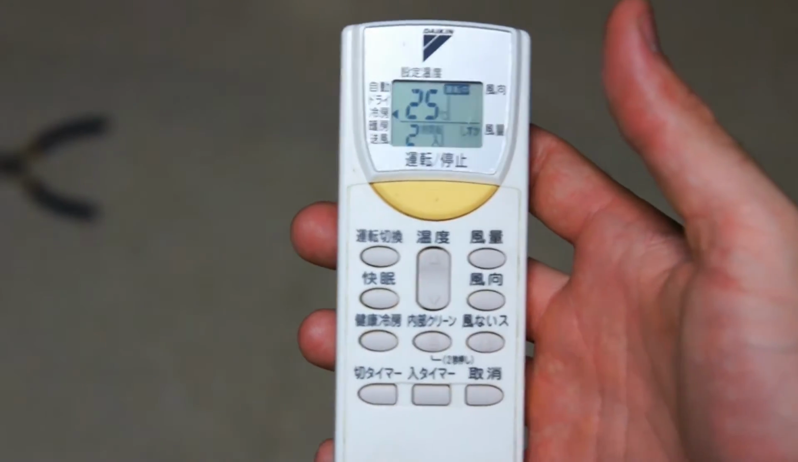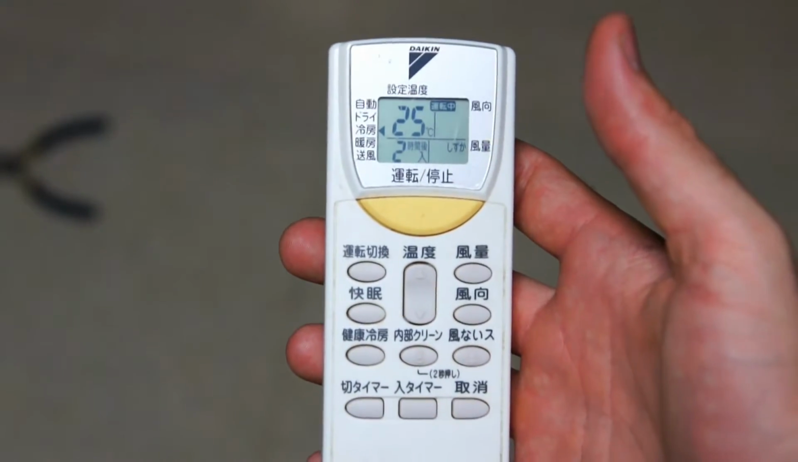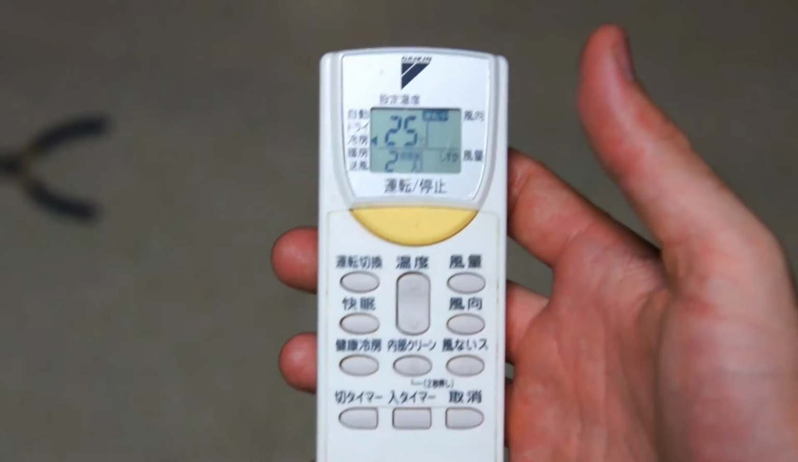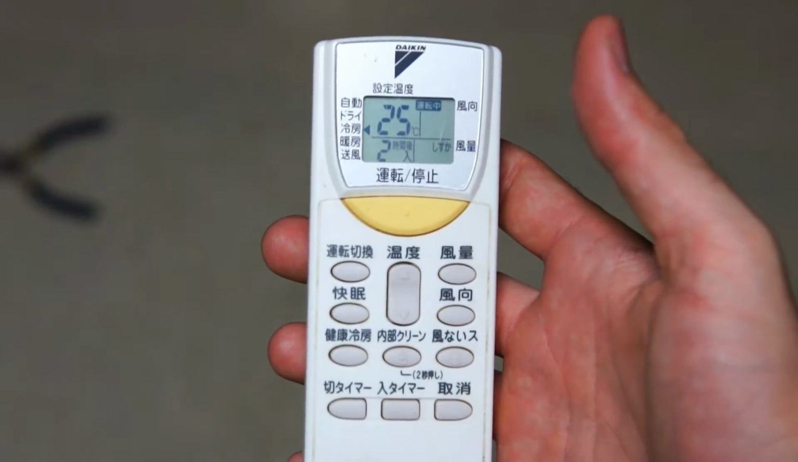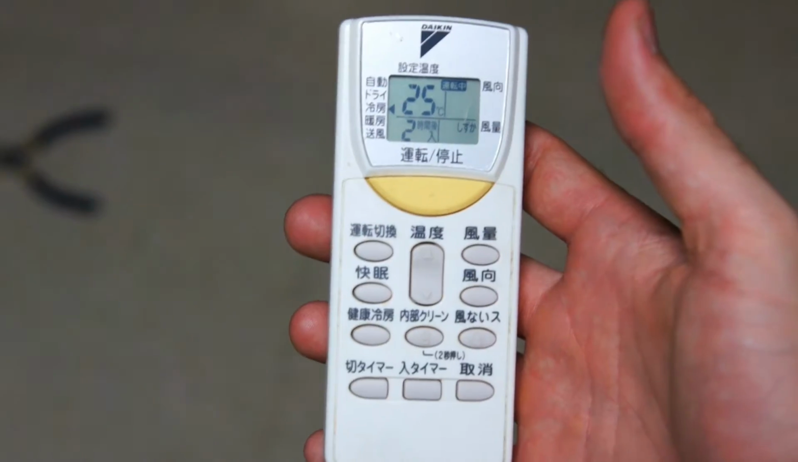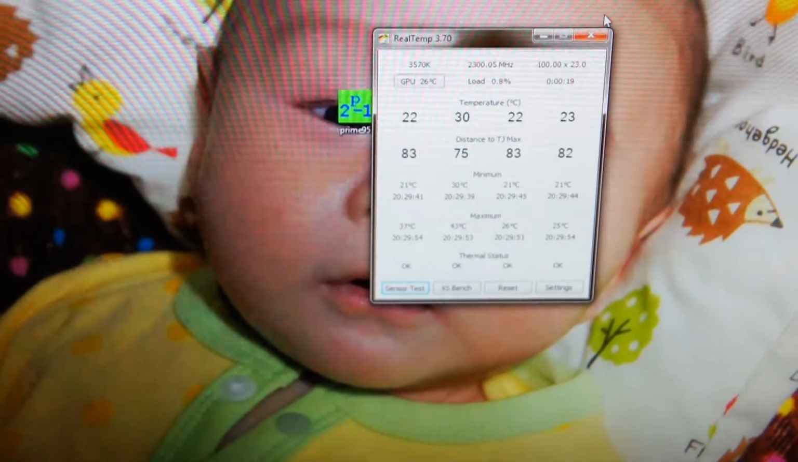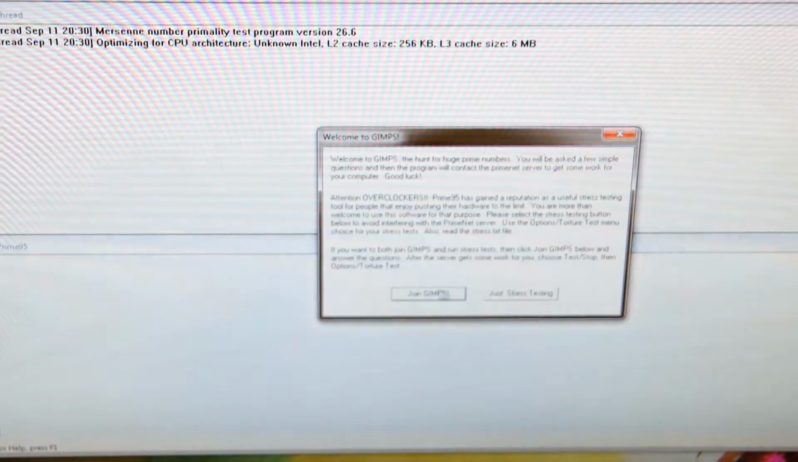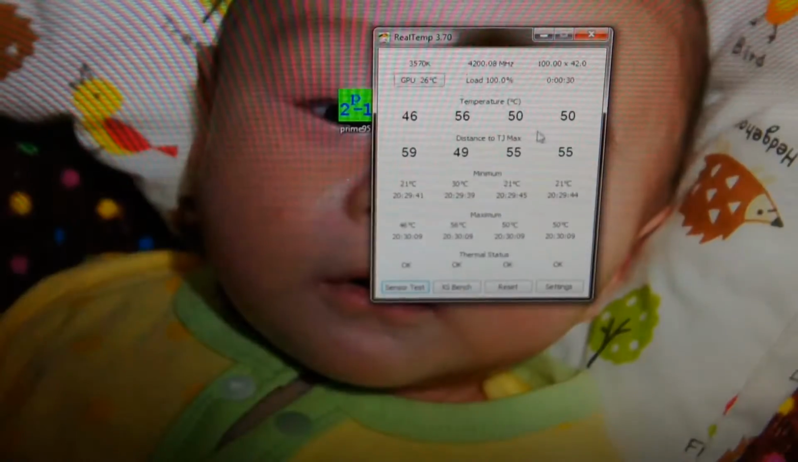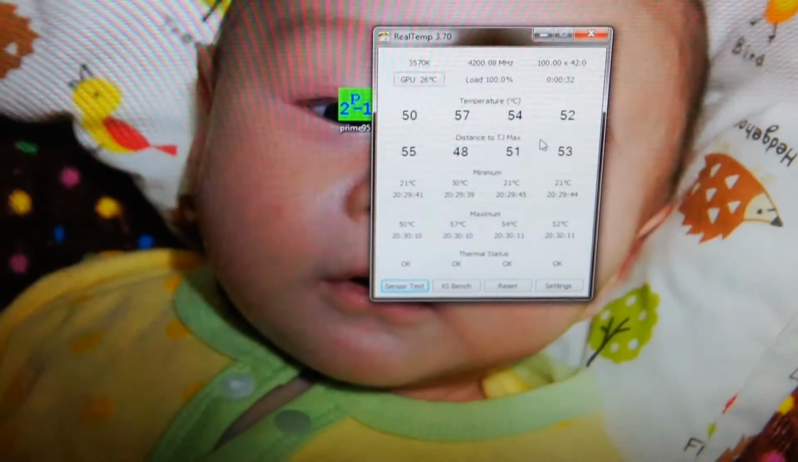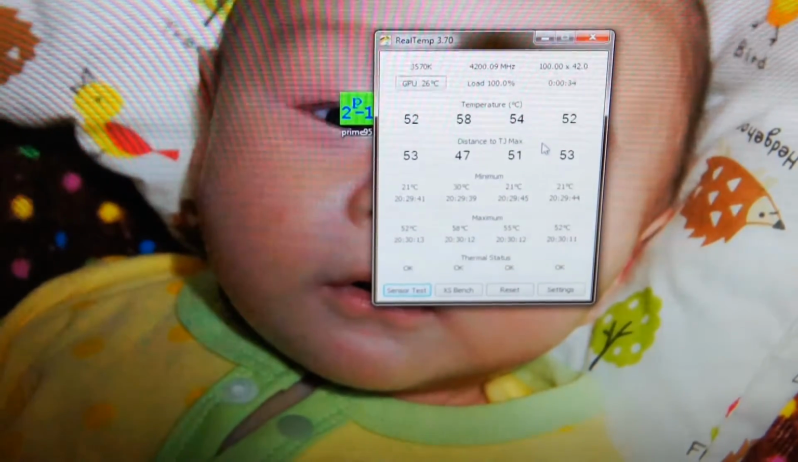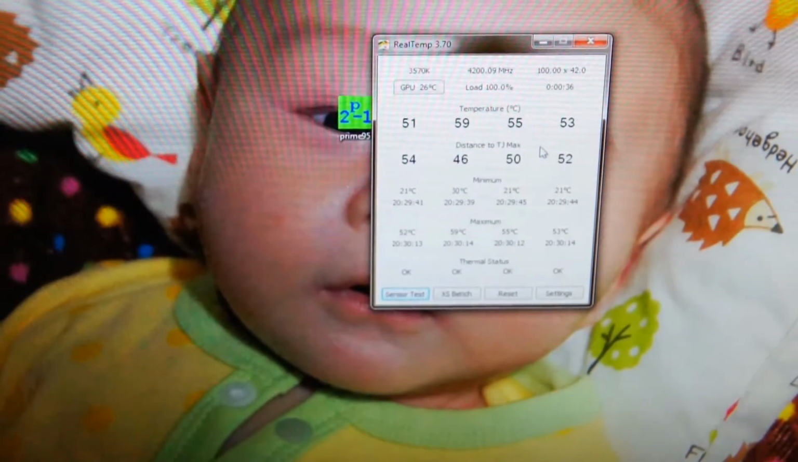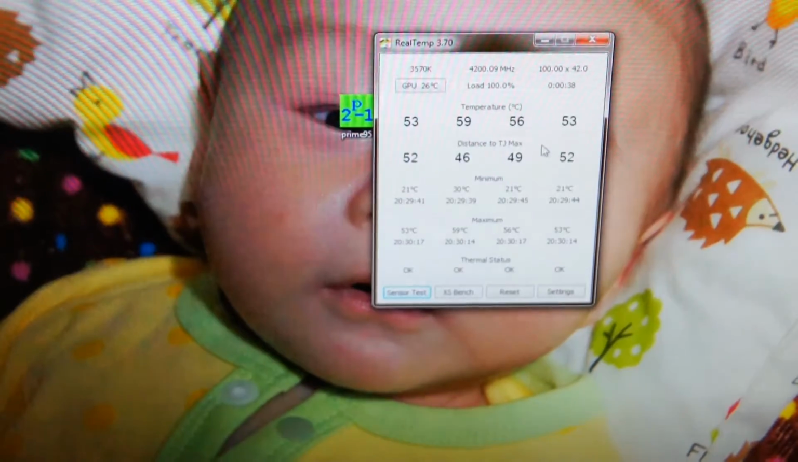As you can see, we're at 25 degrees ambient temperature here. So, let's begin the spread method. We have Real Temp running, and we're just about to stress test this. Stress test in place, maximum heat. Let's give that 5 minutes and see what temperatures we have when we come back.